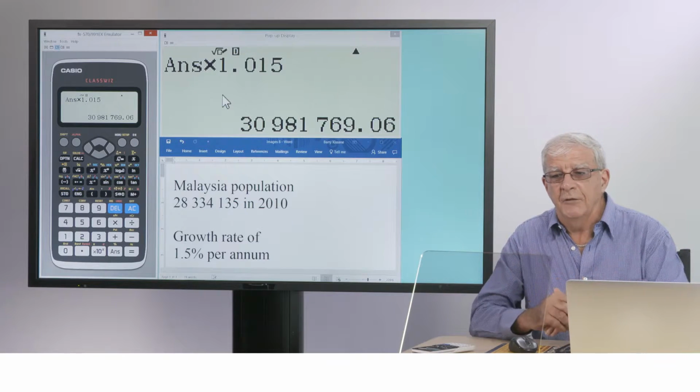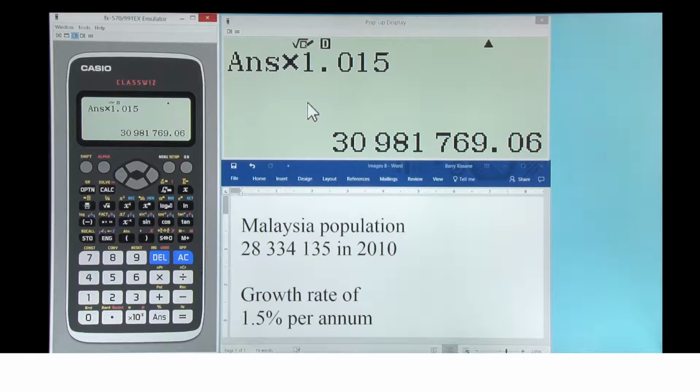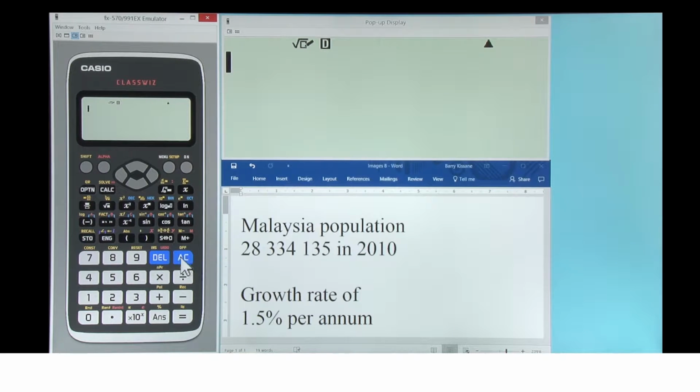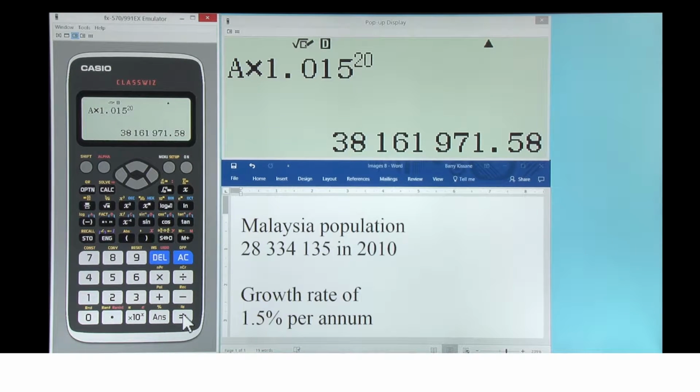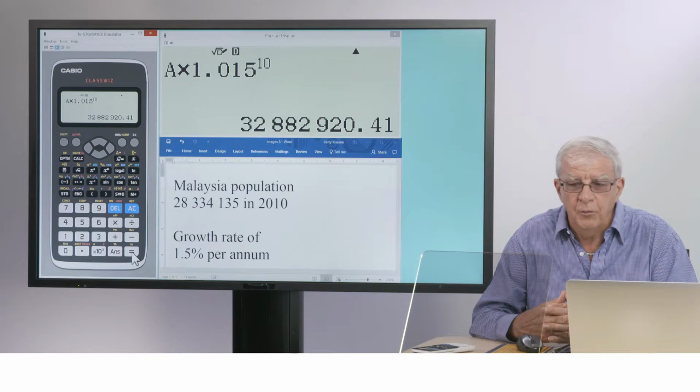A more efficient way to describe this growth is to use a model with an exponent of 1.015. So let's see what that looks like. Alpha A times 1.015 to a power. So after 20 years, for example, the population would be predicted to be 38 million. In 2020, 10 years after the census, the population would be predicted to be 32.88 million, or almost 33 million people.